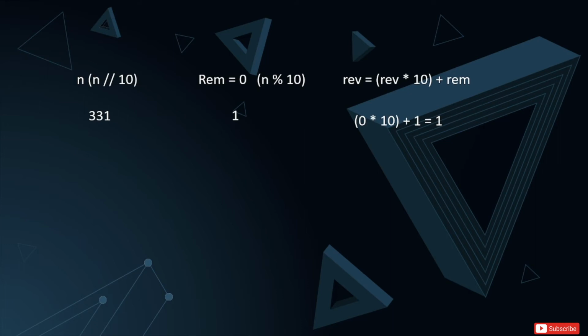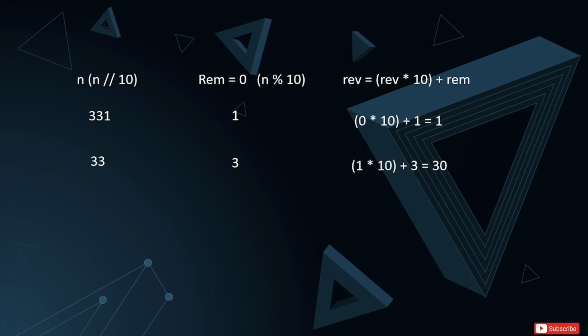Now we took the final value from the number. Now we have to remove this final value. For that we are using n floor division 10. Because of that, now n value becomes 33, and if we do 33 mod 10, we will get 3, and now we add this to reverse. This time the reverse value is 1, so 1 into 10 plus 3, which will be 13. I hope you are understanding what I am doing here.